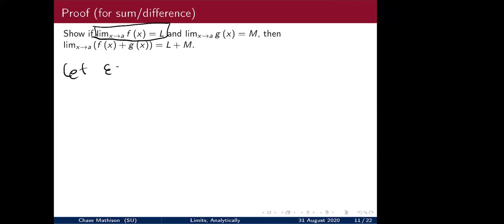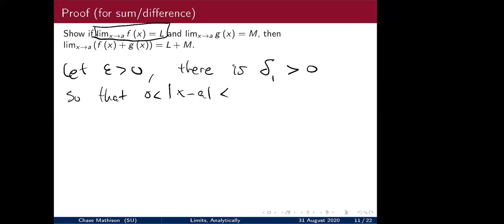First I need to say let epsilon be greater than 0, because that's how all of these proofs start. So that first little bit of information tells us that there is, I'm going to call it a delta 1 greater than 0, so that 0 less than absolute value of x minus a less than delta 1 means that the absolute value of f of x minus L is less than epsilon over 2. And the over 2 is going to be important later.